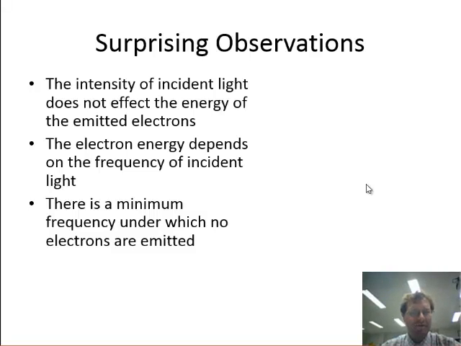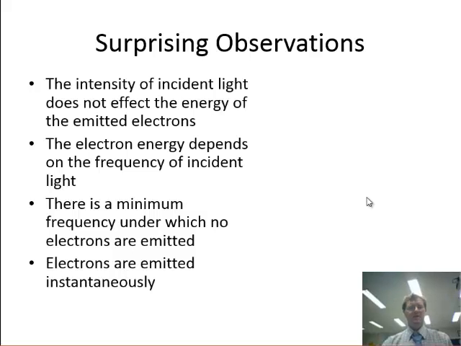Then there's a minimum frequency. That means that energy must reach a certain amount for electrons to be emitted, and below that frequency nothing happens. And also finally, electrons are emitted instantaneously. This point wasn't really covered clearly in those observations, but what happens here is that when you turn a light on, straight away electrons are emitted.